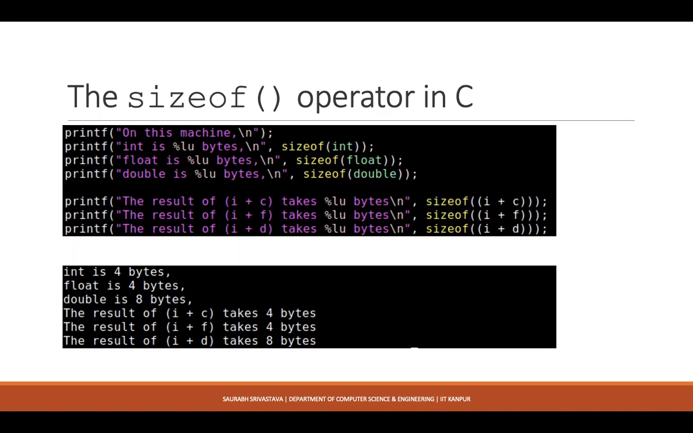So this is a simple example. By the way, LU is long unsigned. This is the type of value that sizeof returns, at least on the machine that I used. It could be something else on other implementations. But the idea is that if I use sizeof int, it comes out to be 4 on my machine. Similarly, I can use sizeof float and sizeof double, which are 4 and 8 respectively.